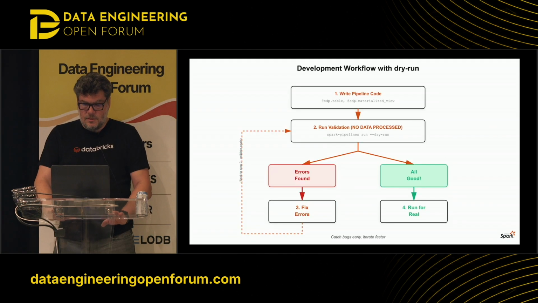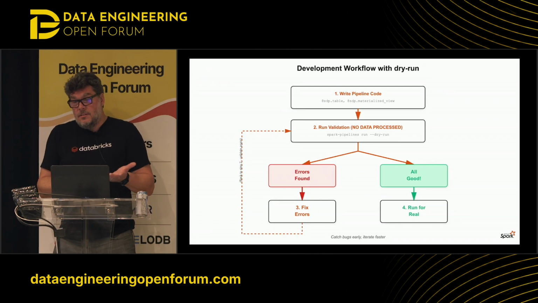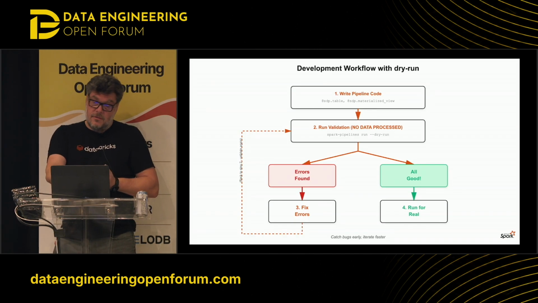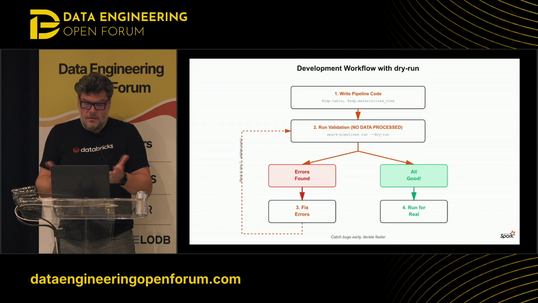Okay, so what is the typical workflow of a developer here? Well, you write your pipeline code, and then you run a dry run. You validate it, and you check, is everything okay? And if it's not okay, are there actually errors? Okay, I'm going to fix my errors, fix my code, and I'll go back to validate again. Eventually, I'm going to be happy, and I'll say, this looks good. Let's run it, and then I run it for real.